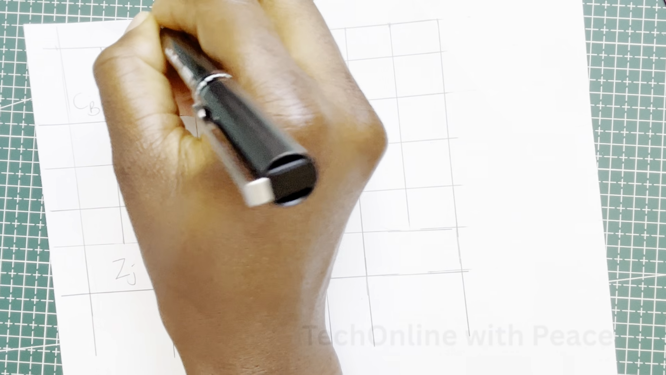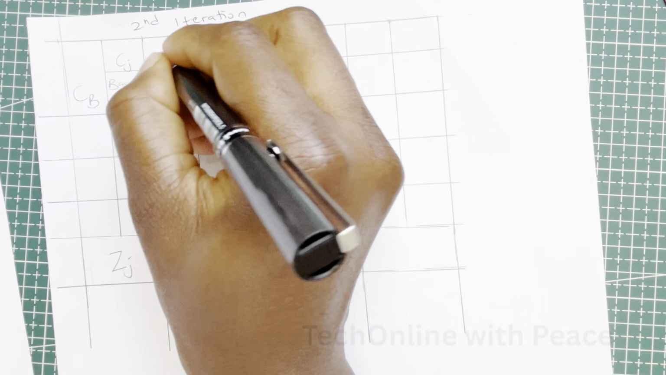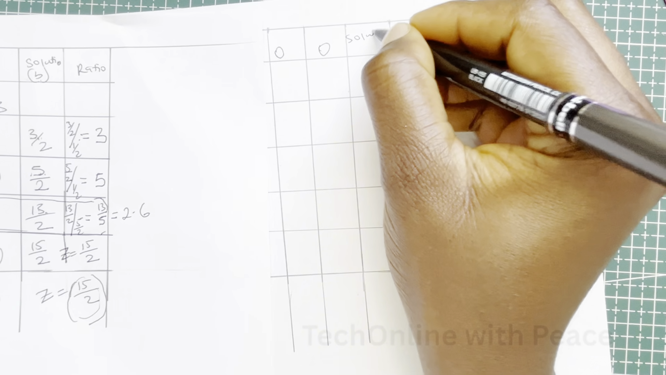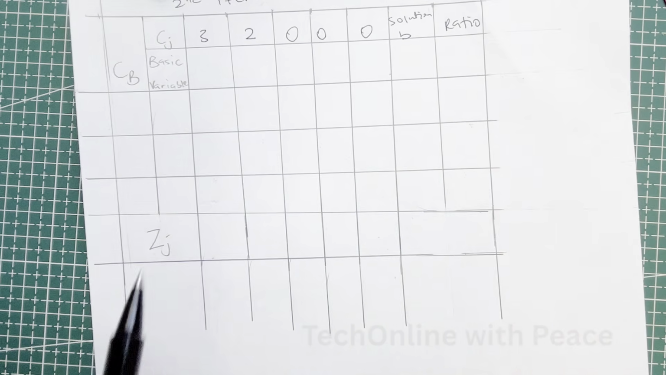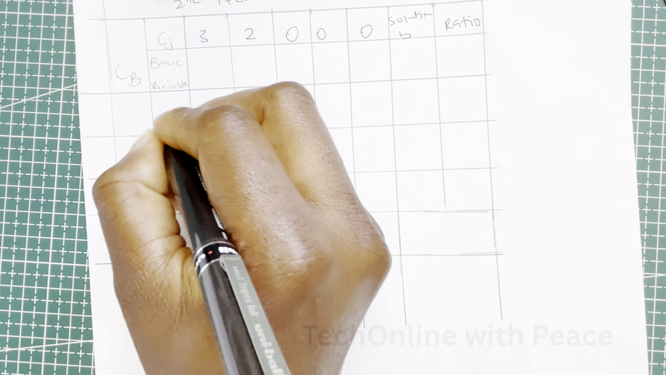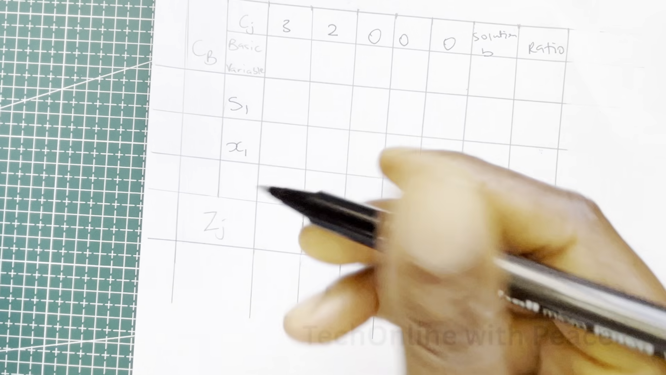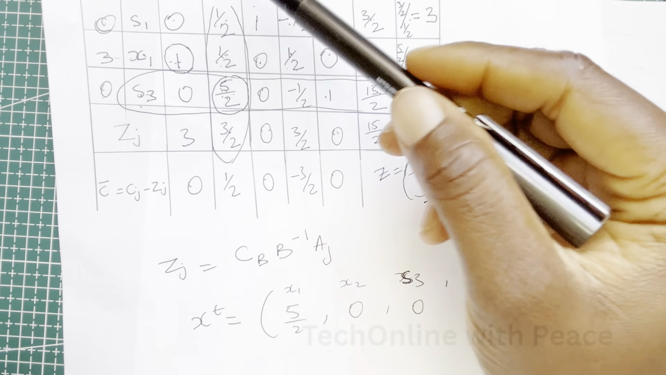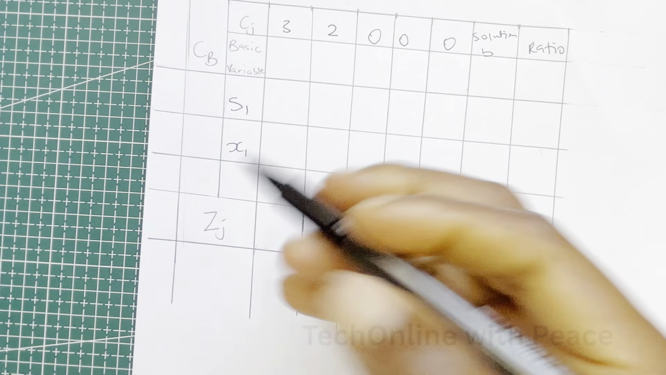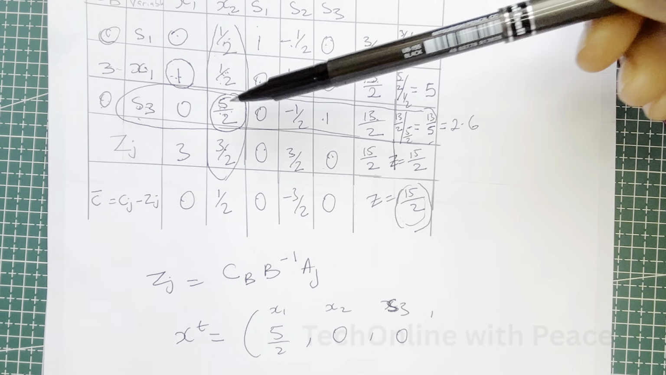So this is our second iteration. We have 3, 2, 0, 0, 0. So we're going to represent it 3, 2, 0, 0, 0. We have solution. We have ratio here. For our basic variable here, we have X1, which represents X1. Remember, x3 is the leaving variable and our entering variable is x2. So here we're going to write x2. The next thing to do is to divide all these values with our key element.